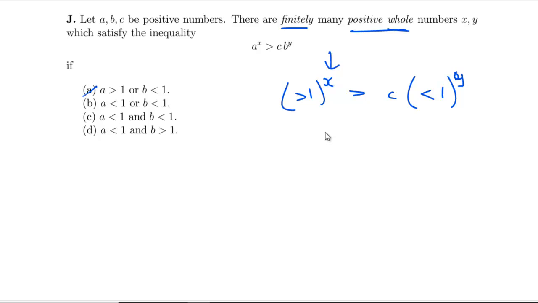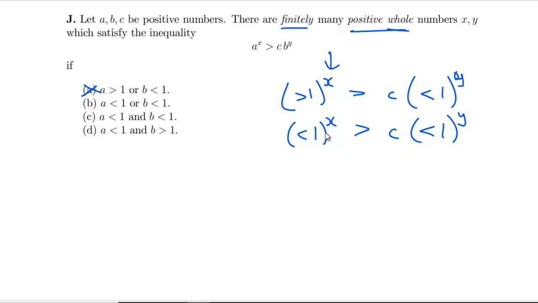So it can't be A. Right, if A is now, so we're flipping this around. So we haven't changed anything with what's going on with this side. We're now saying that A is less than 1 to some power, and that has to be greater than exactly the same thing that we had here. So how is this going to work then?